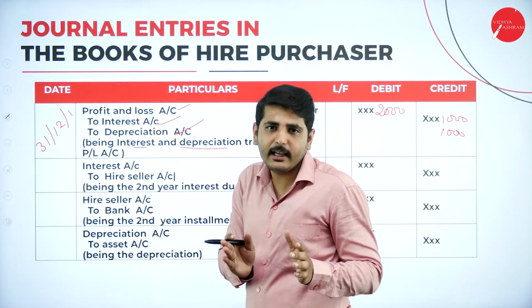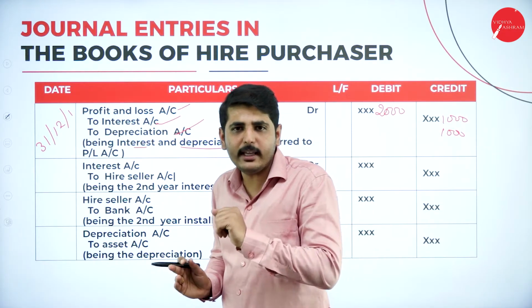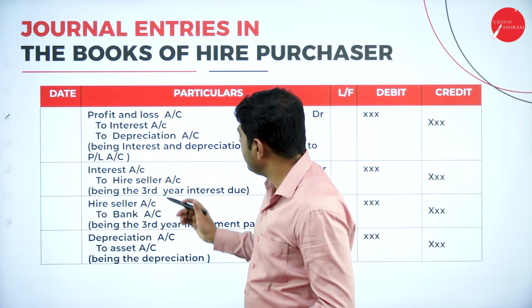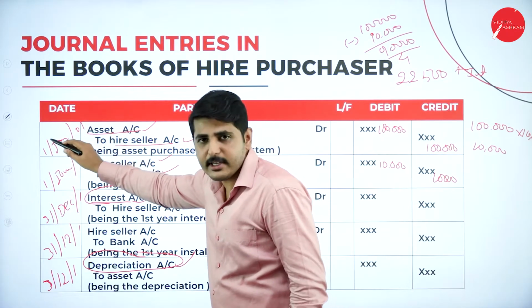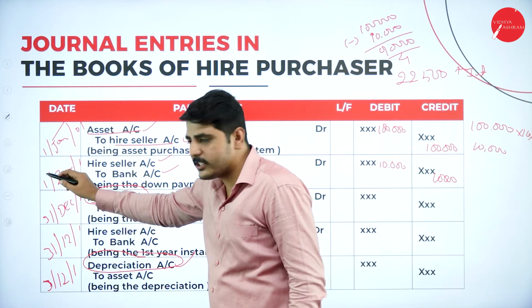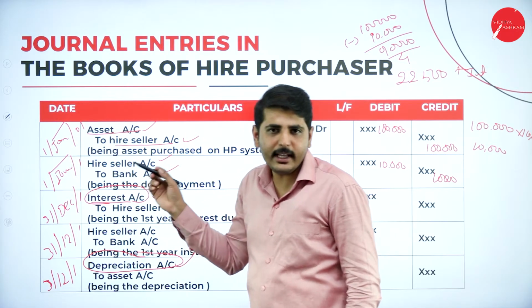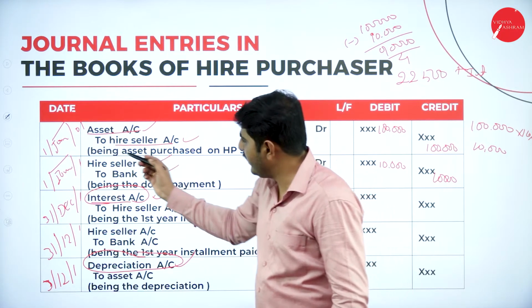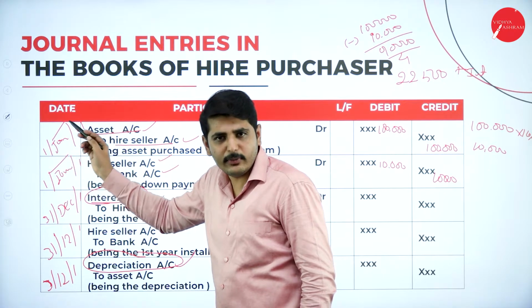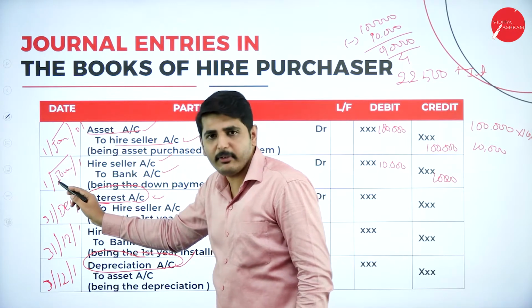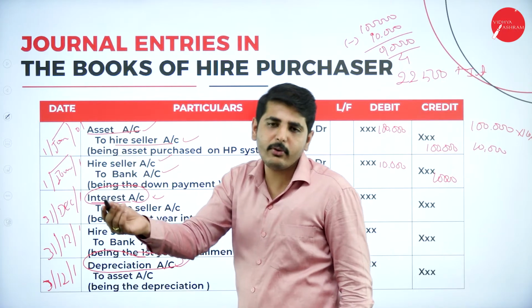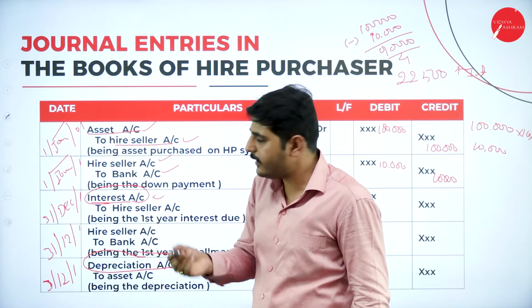Now from the second year we have to show only 4 entries. Why? Already we have purchased the asset, only once we will show the asset purchasing entry. Already once we will make the down payment. Every year we cannot make the down payment. Every year we cannot purchase the asset. Only once we will purchase the asset. Only once we will make the down payment. From next year we can pay only interest and installment.